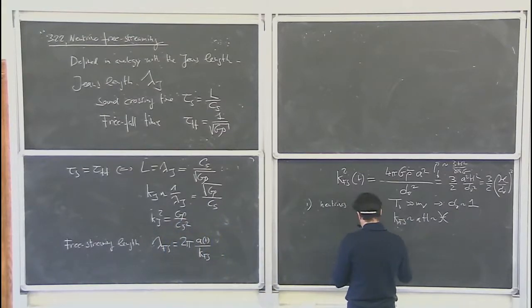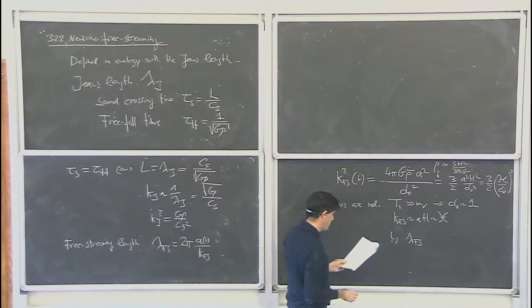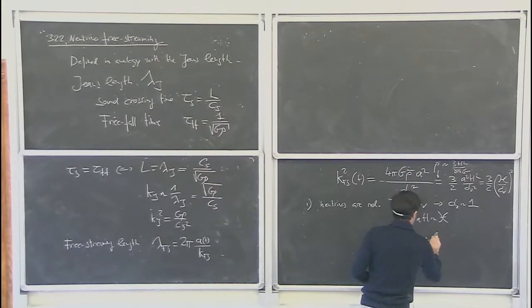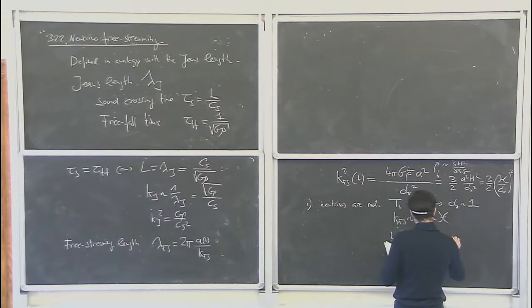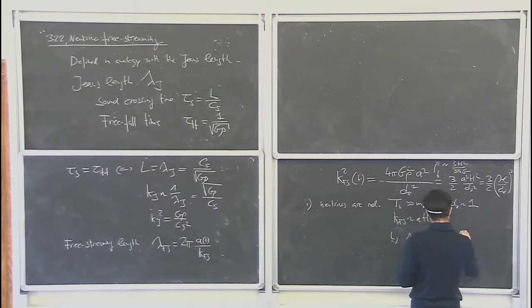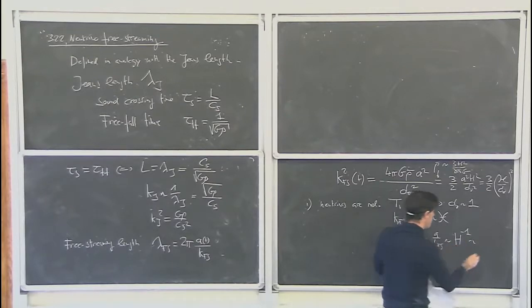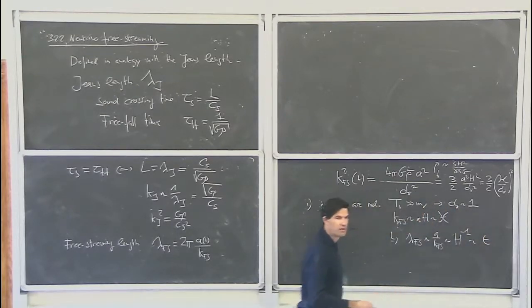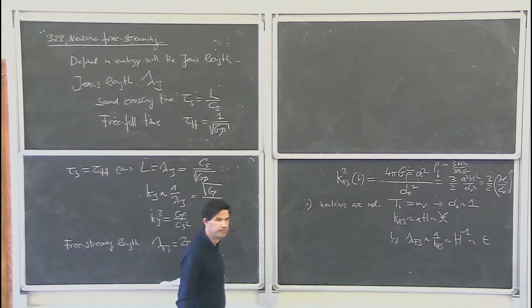So that implies that the physical free-streaming scale goes like a divided by k_FS. And so it goes like H to the -1, and H goes like 1 over t, so it goes like t. So it grows linearly with the time. Okay?